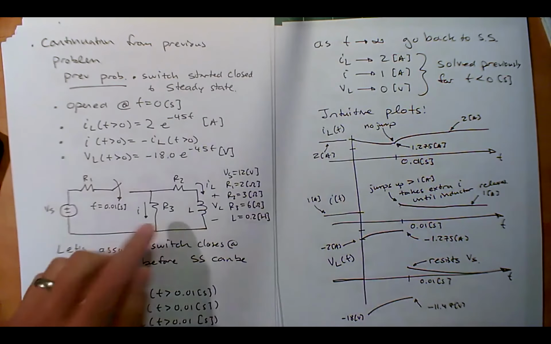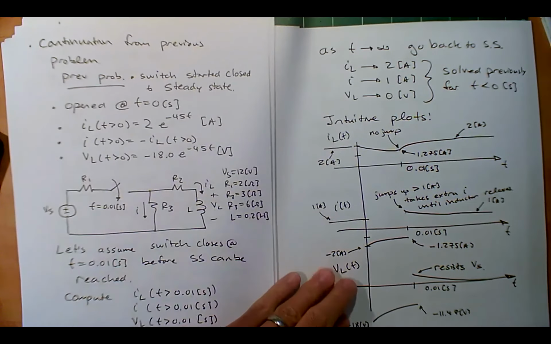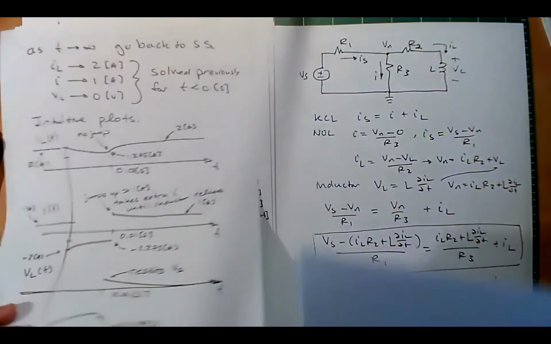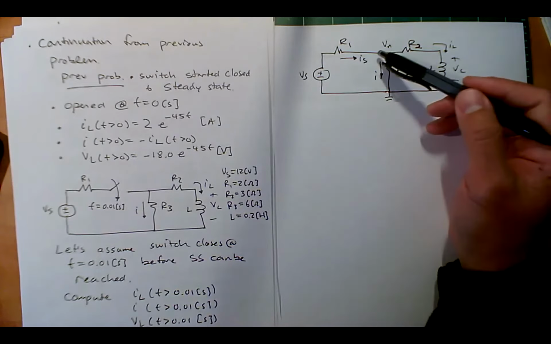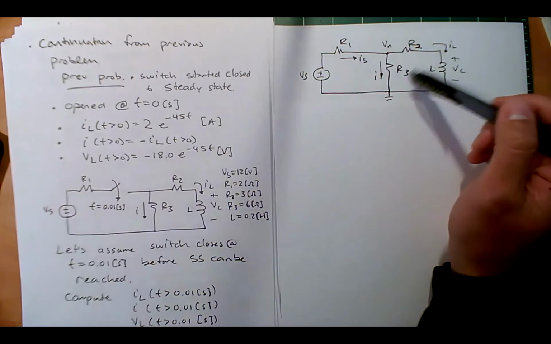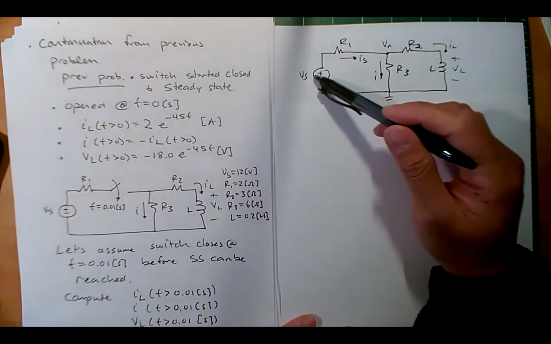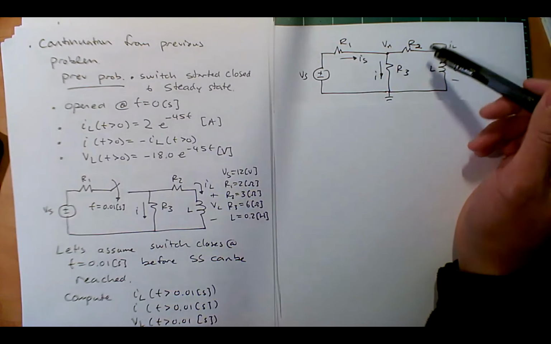In the previous part, we only had these three terms. So this is going to be a little bit of a hairy mess, but it's not that bad. Okay, so what do we got here? Switch is closed again. R1, R3, IL, VL, R2, VS. Okay, we got everything.